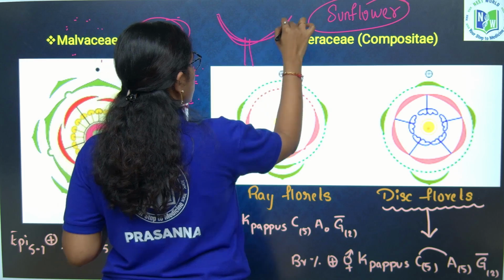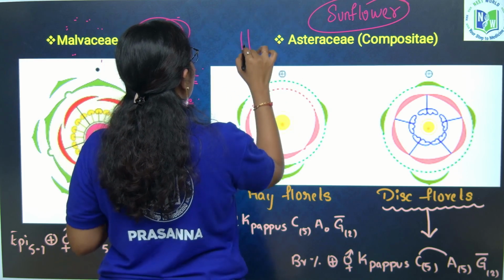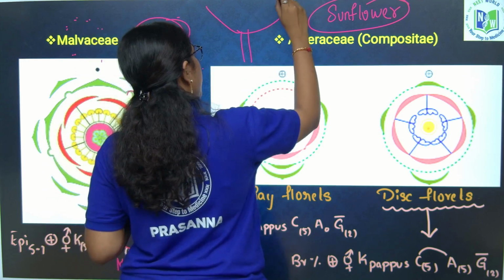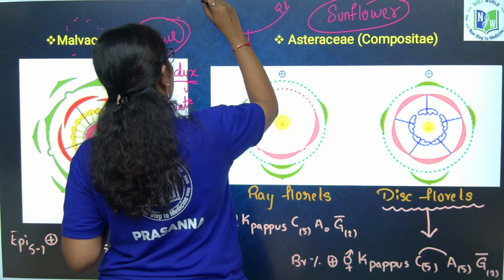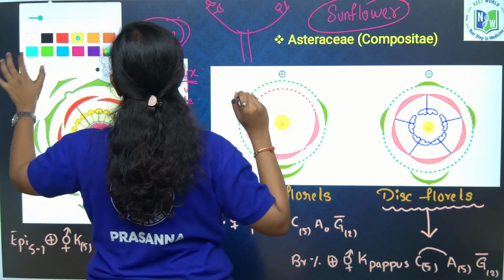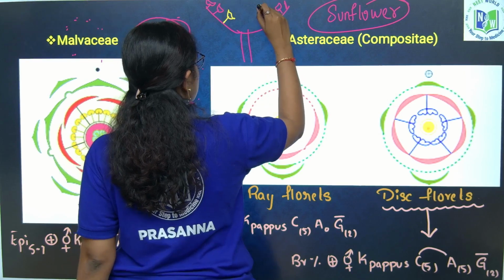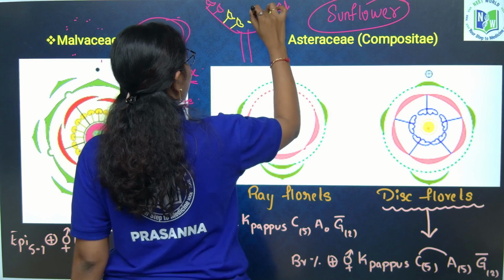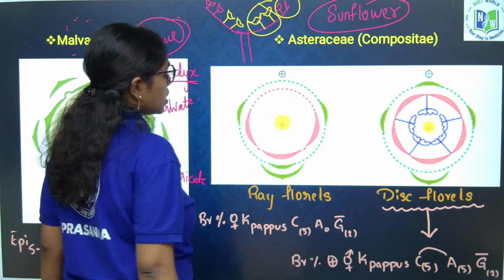What type of inflorescence, ma? Head or capitulum, wherein this will be the head or capitulum, right? At the peripheral region it has ray florets. At the peripheral region it has what, ma? Ray florets, and next to the ray florets it has what? Disc florets. Next to the ray florets it has disc florets. So the floral diagram of the ray florets is different and the disc florets is different.